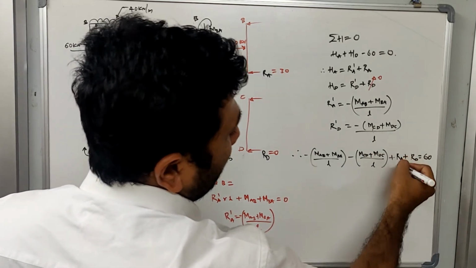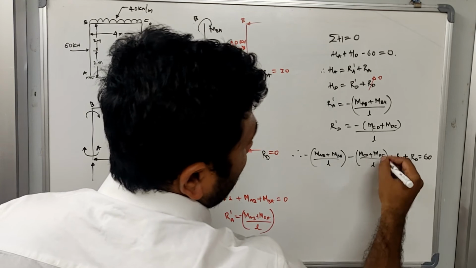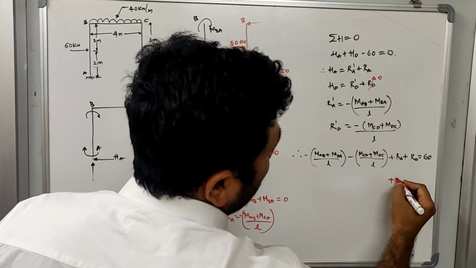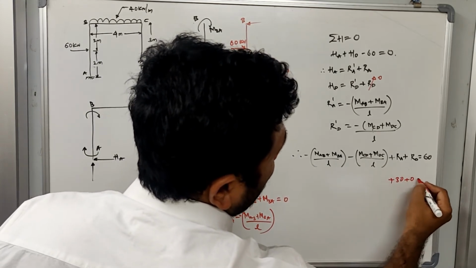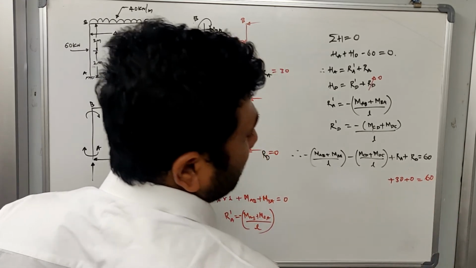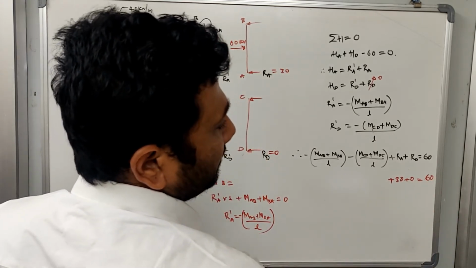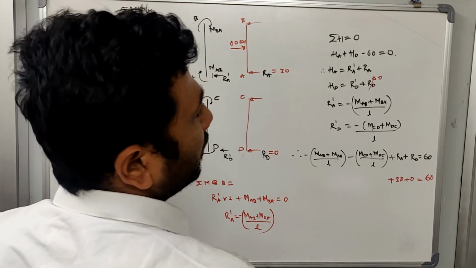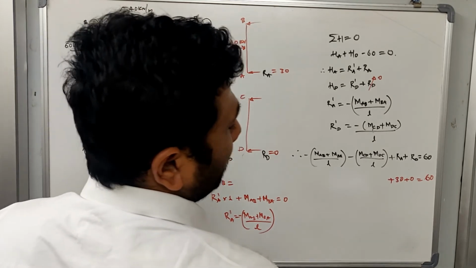Now let us substitute what RA and RD are. This will remain the same itself. RA is 30 plus RD of 0, which is equal to 60 in total. So this is what I will get. I hope this is very clear to you. If you have any doubt, you can ask me later.